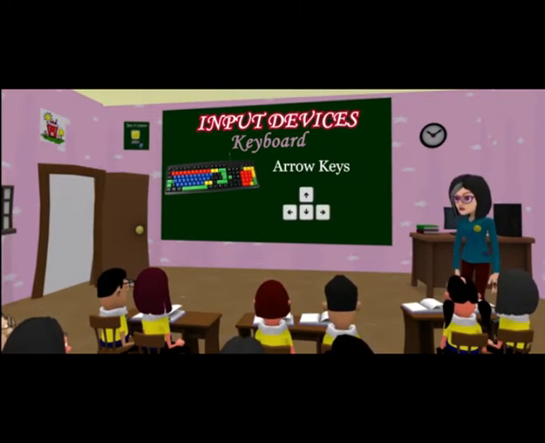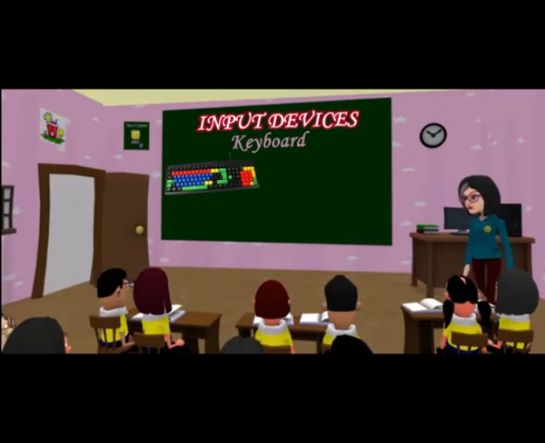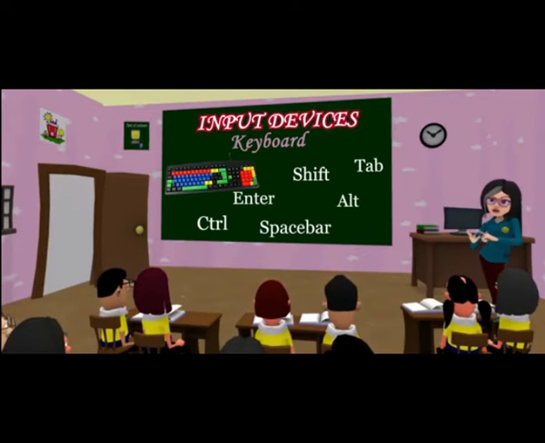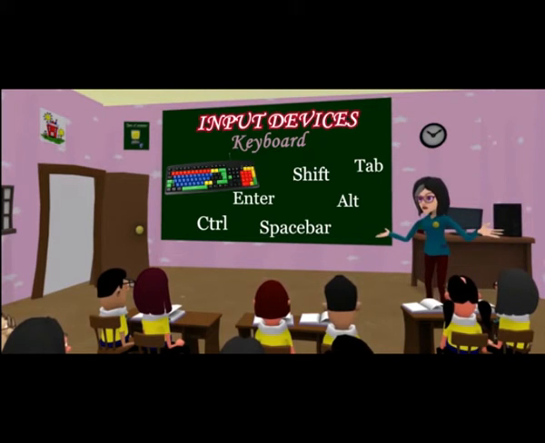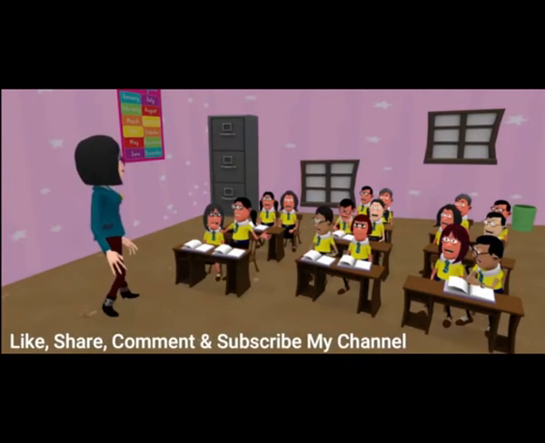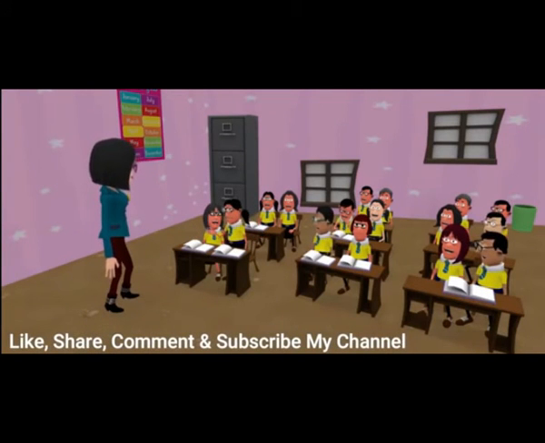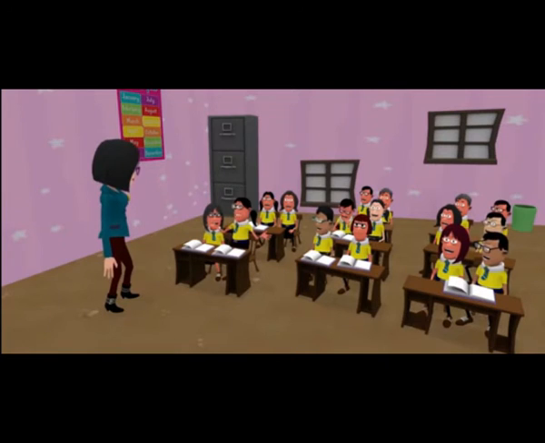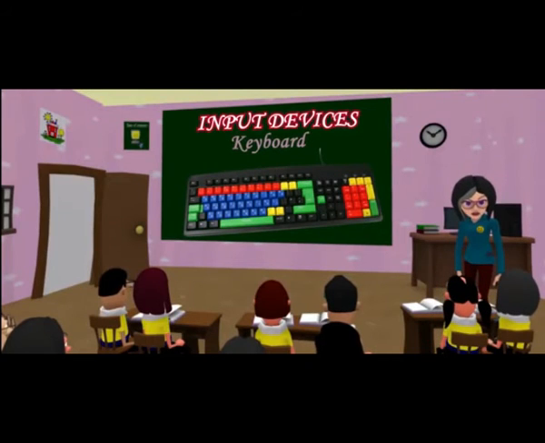Arrow keys. Computer also has 4 arrow keys. Next, other keys. There are so many other keys available on the keyboard like Alt, Control, Tab, Enter and Spacebar. All these keys have different functionalities. Ma'am, we can type our name, phone number and other details with the help of keyboard. Yes, you can type any information using keyboard. Let us see the next input device.